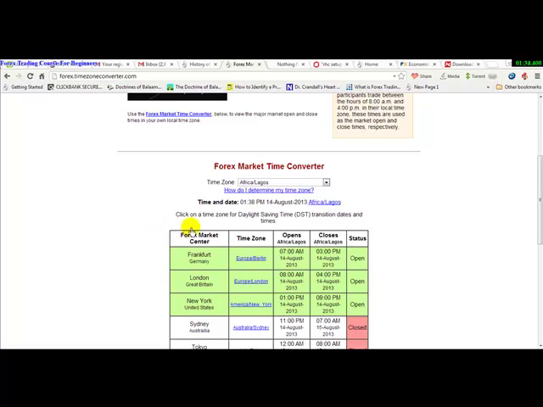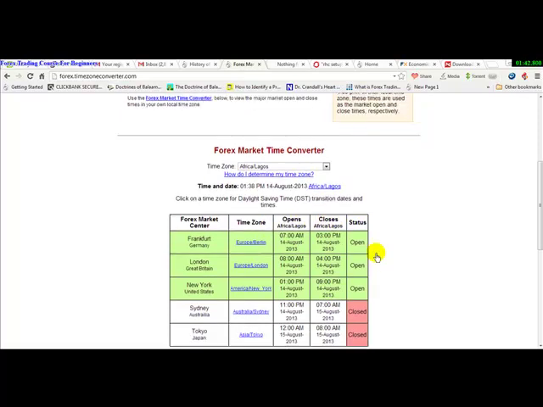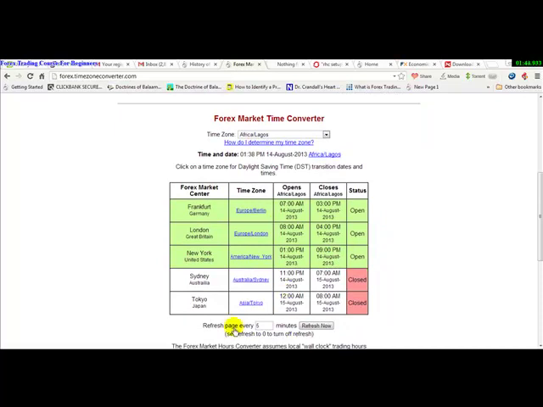This table tells you about the Forex Market Center, the time zone, when it opens, closes, and the status for each market. And it refreshes every 5 minutes. You can decide to change the time for refreshing. You can change the settings from 0, meaning that it doesn't refresh at all, or 1 minute, or 10 minutes, to any amount. Okay, I think it's from 1 minute up. 0 means no refreshing. All right.